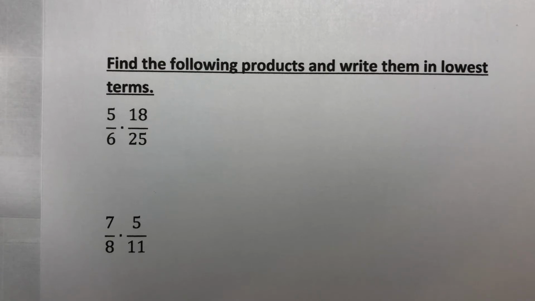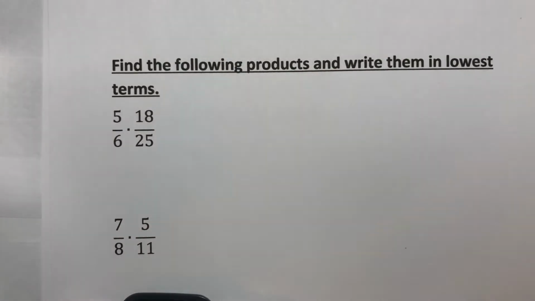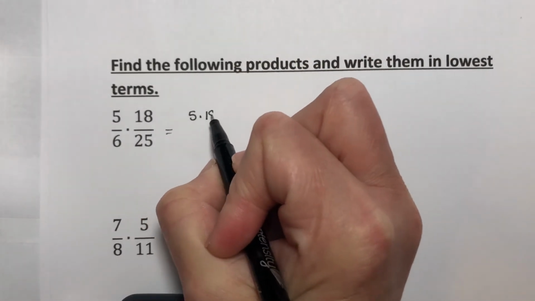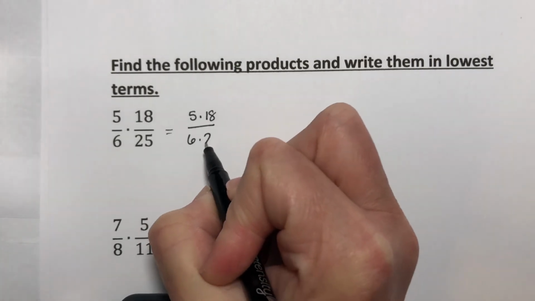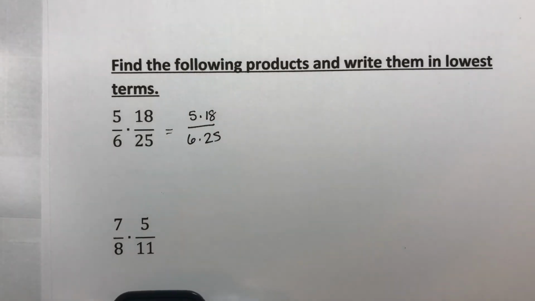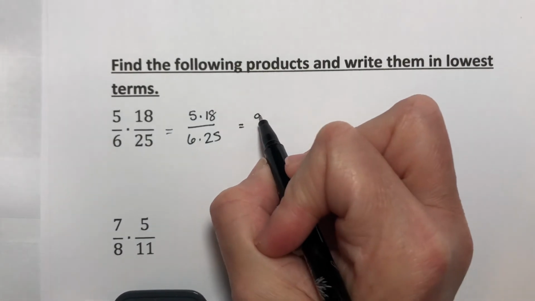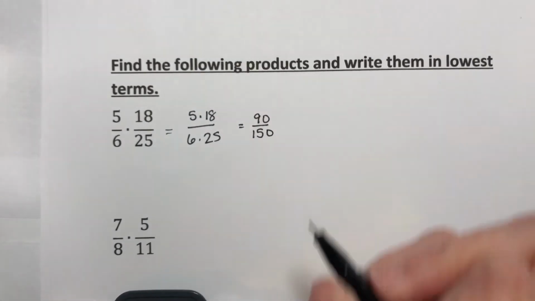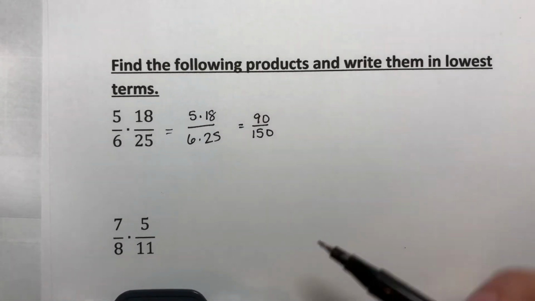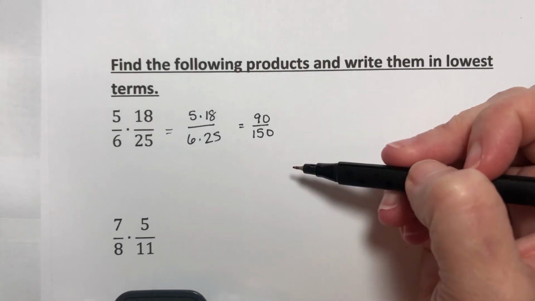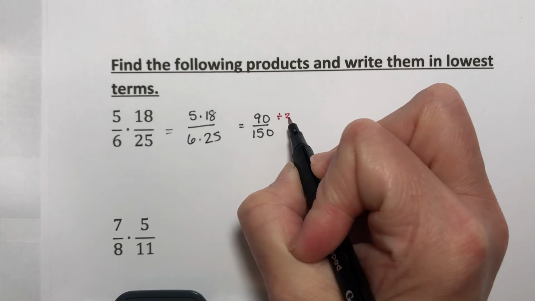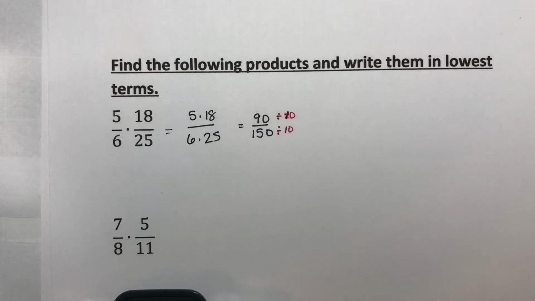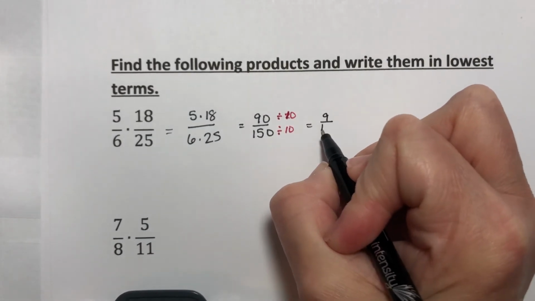Okay, so let's look at this first one and multiply straight across the top. Okay, so if I work it straight across the top, I need to do 5 times 18 over 6 times 25. 5 times 18 is 90. 6 times 25 is 150. Now we need to reduce this. Well, if they end in 0, they're divisible by 10. So divide both by 10. And you get 9 over 15.